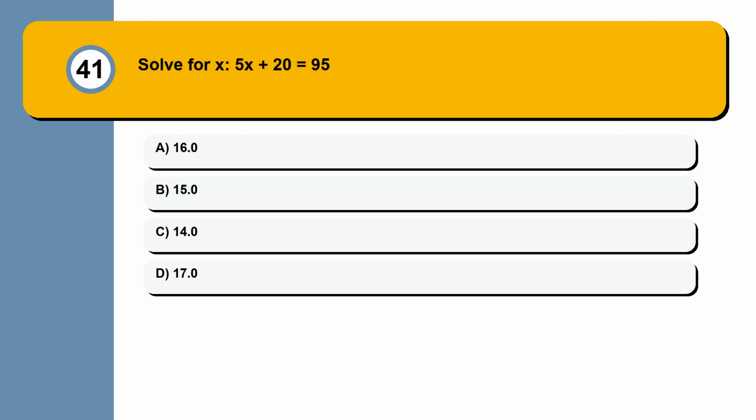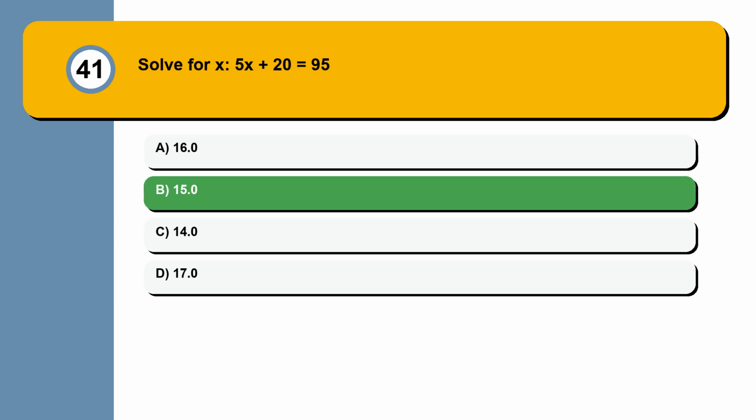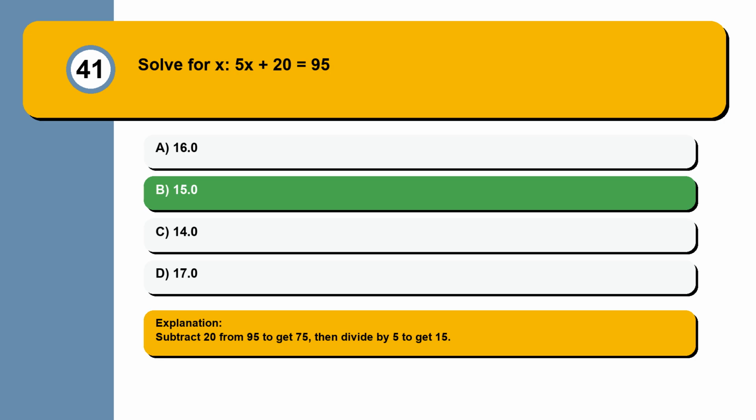Question 41. Solve for x, 5x + 20 = 95. 16.0, 15.0, 14.0, 17.0. Subtract 20 from 95 to get 75, then divide by 5 to get 15.